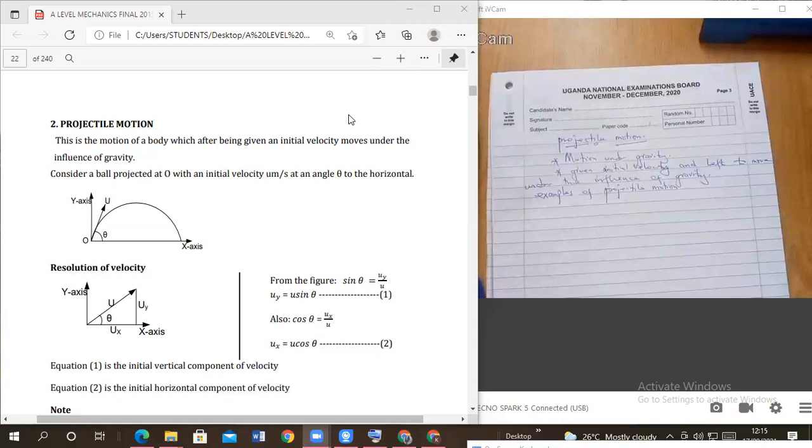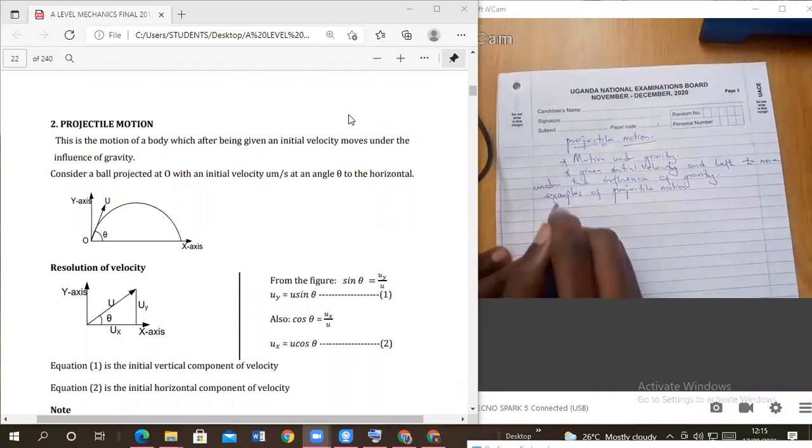I think it's projectile motion. It's describing a projectile motion because the person offers to throw the ball. In the process of throwing, you give the ball an initial velocity. So after throwing it, you leave it, and the body will move under the influence of gravity. That is one.